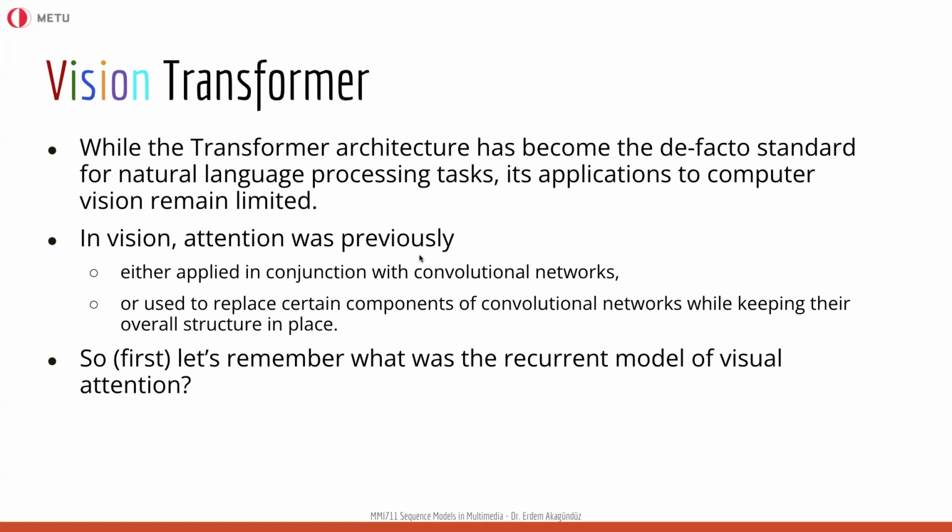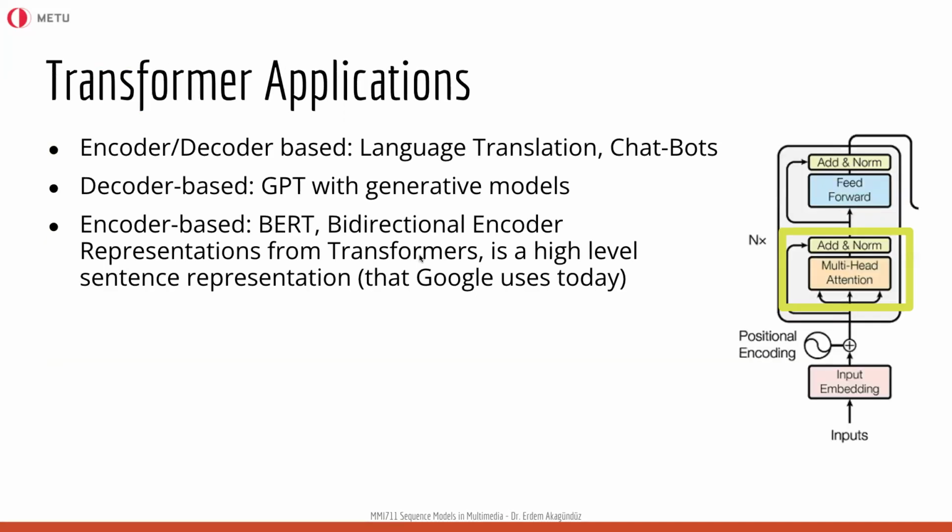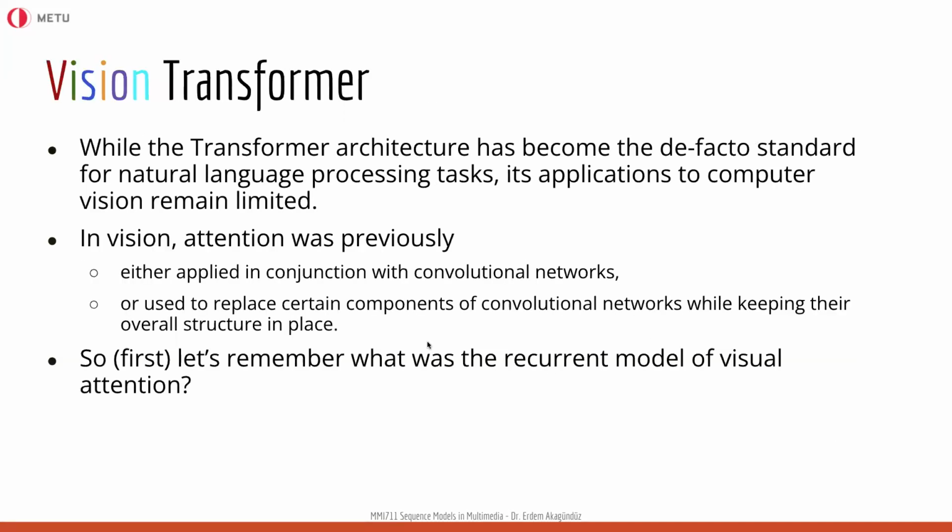But in the end, in 2020, last year, in October, the paper called The Vision Transformers came out. It was just like AlexNet or VGG or ResidualNet, an ImageNet classification network, the Vision Transformer. And it got the best results. So it was the proof that the transformer architecture, which is only based on attention, can be applied to vision as well.